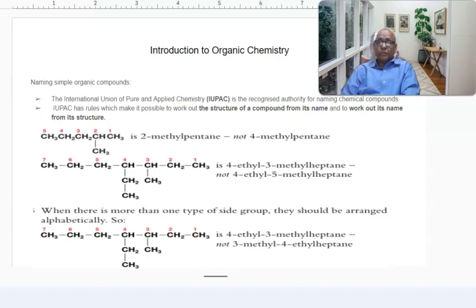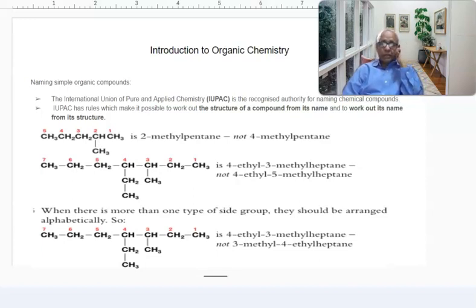We talked about millions of organic compounds. If we do not have rules and regulations how to name them or how to draw their structure, we will have problems. And you know, IUPAC, which means the International Union of Pure and Applied Chemistry, is the recognized authority of naming chemical compounds. IUPAC has rules which make it possible to work out the structure of the compounds and its name, or vice versa.